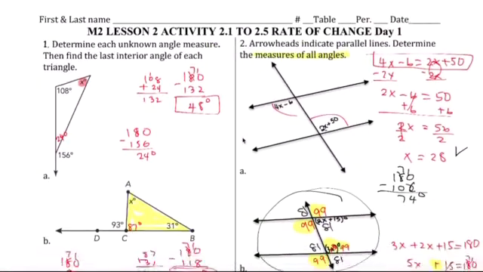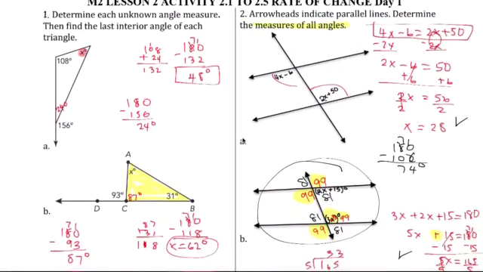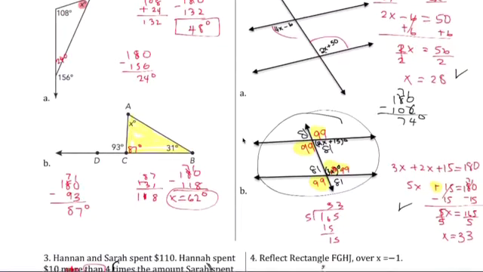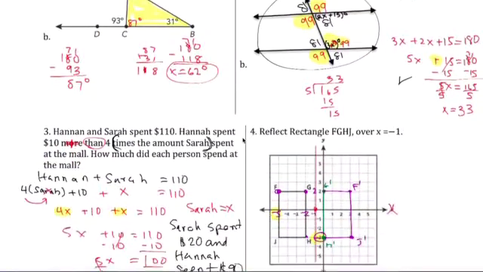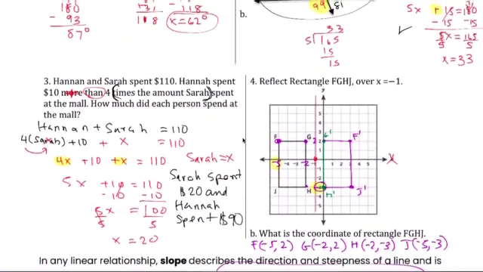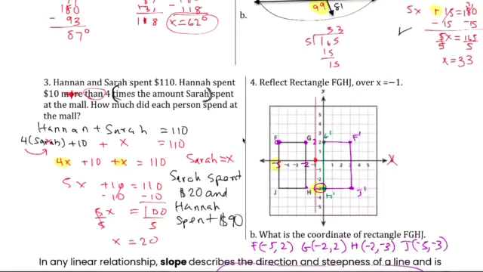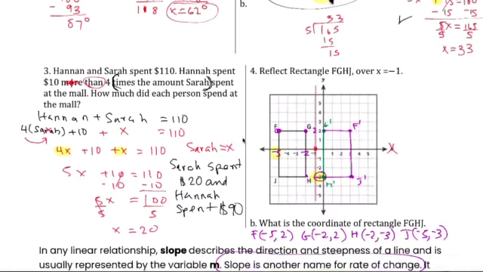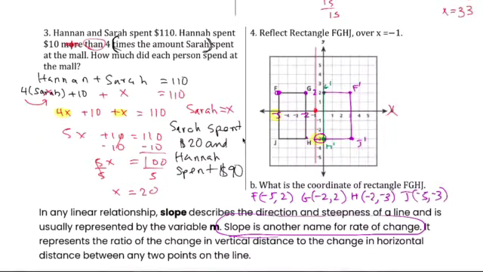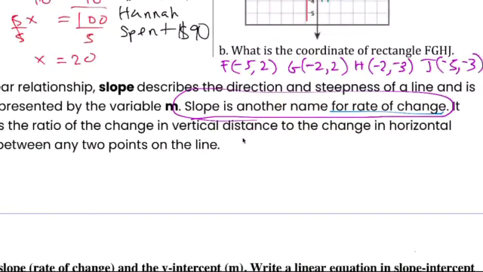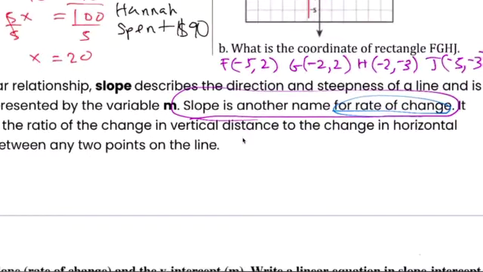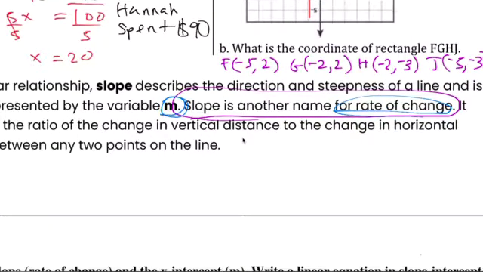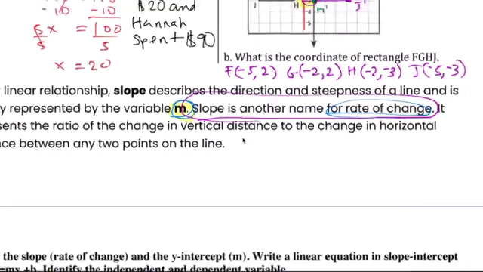This is number 1, A and B, and number 2, A and B. Okay, number 3 and number 4 right there, A and B. And slope is another word for rate of change, and we've been doing that the whole time. They give it the letter M. That's very, very important. M, we use that all the time.